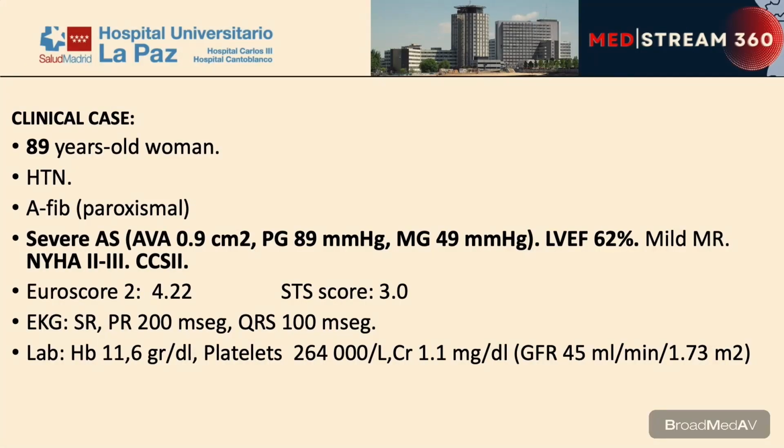Hi, everyone. This is our first case. This is an 89-year-old woman with a history of hypertension, paroxysmal atrial fibrillation, and severe aortic stenosis with a mean gradient of 49 millimeters of mercury, preserved ejection fraction, and a poor functional class, NYHA 2-3, and also angina. As you can see, no high risk score. The patient is in sinus rhythm, and she has left bundle branch block.